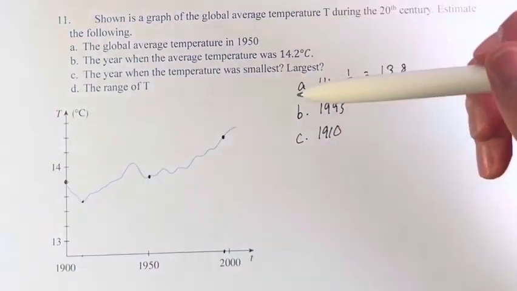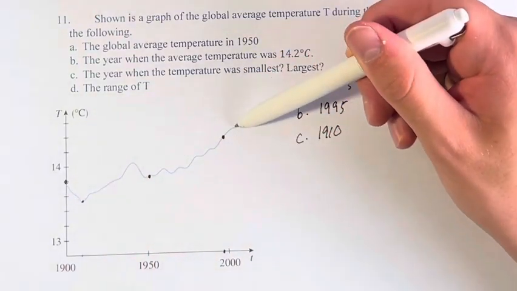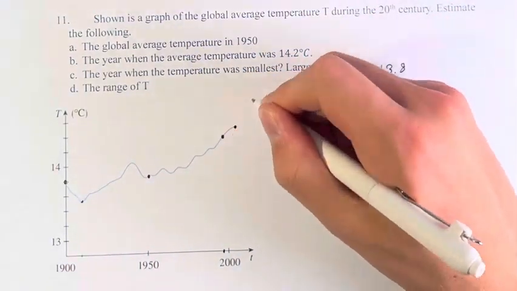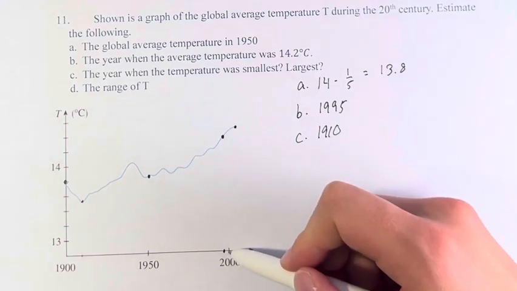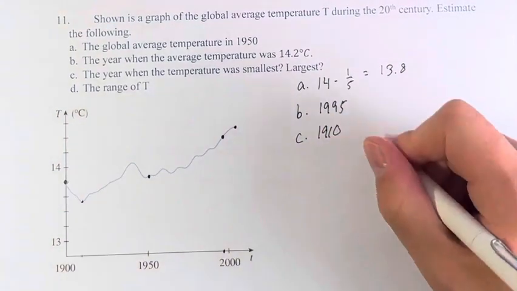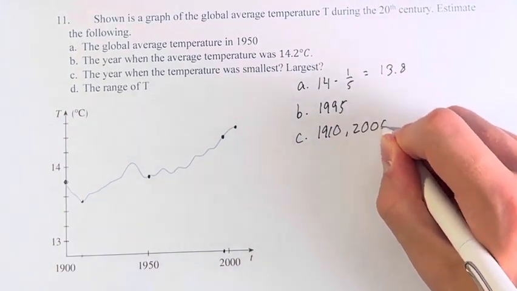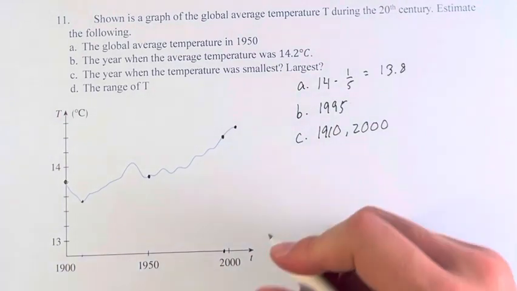And the year when the temperature was the largest is all the way at the end right here. So we know that we're going up to 2000. If it's the highest at the end, we know that it's exactly 2000 when the temperature was the largest.